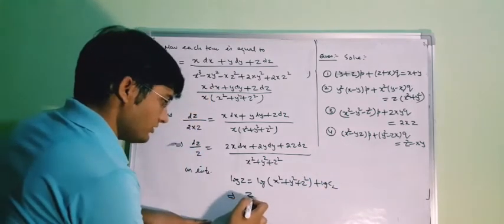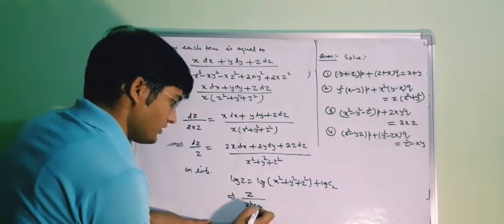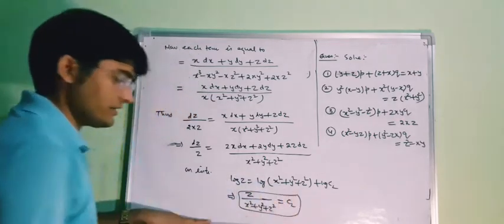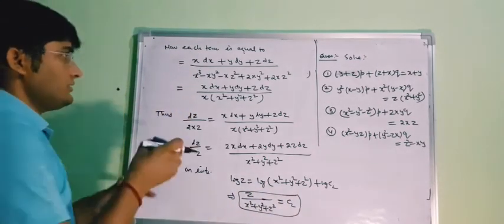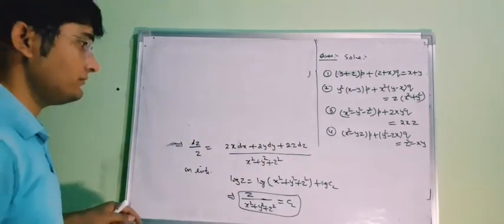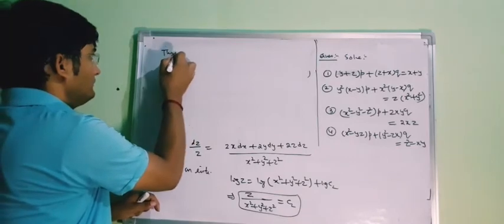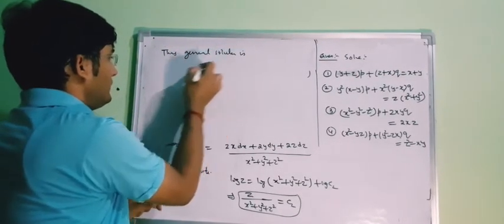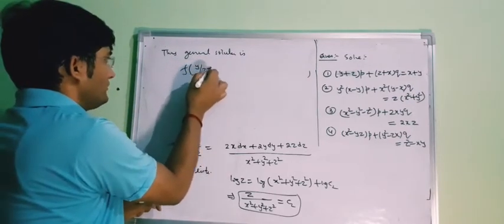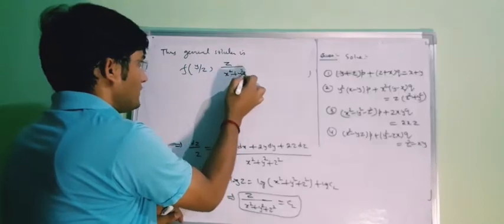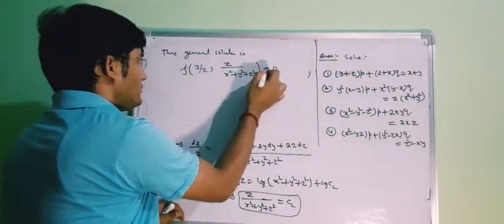So your answer will be z upon x square plus y square plus z square equal to second constant, say c2. So this is your second solution. Thus our general solution is f of y upon z. This was your first solution, and the second solution is z upon x square plus y square plus z square is equal to 0.